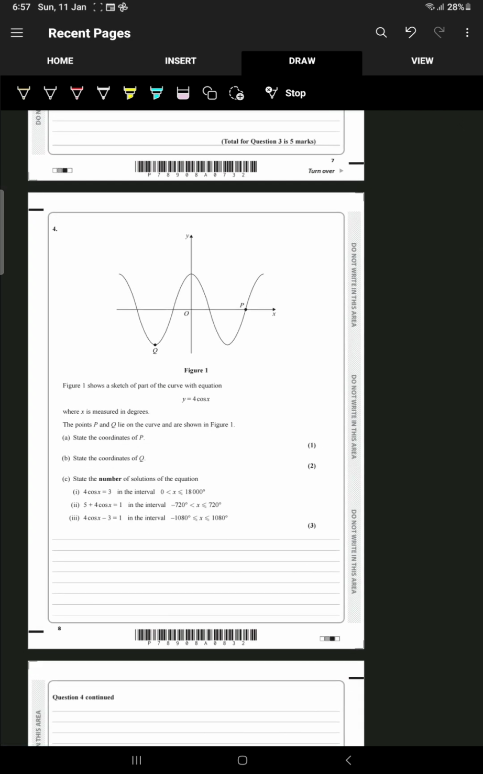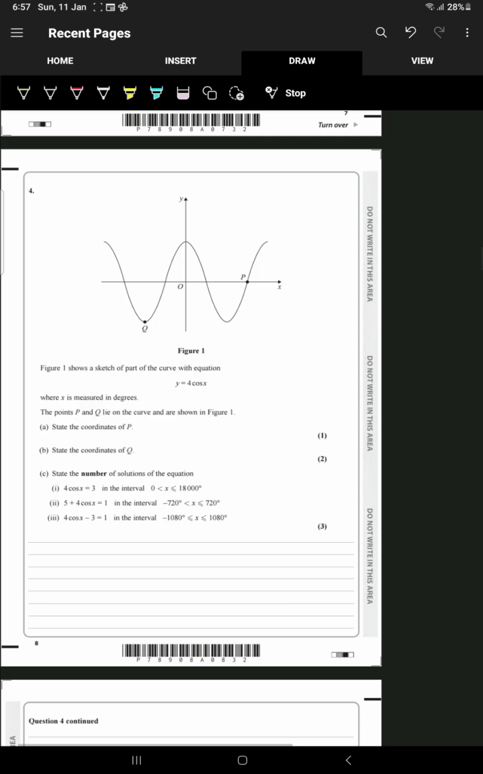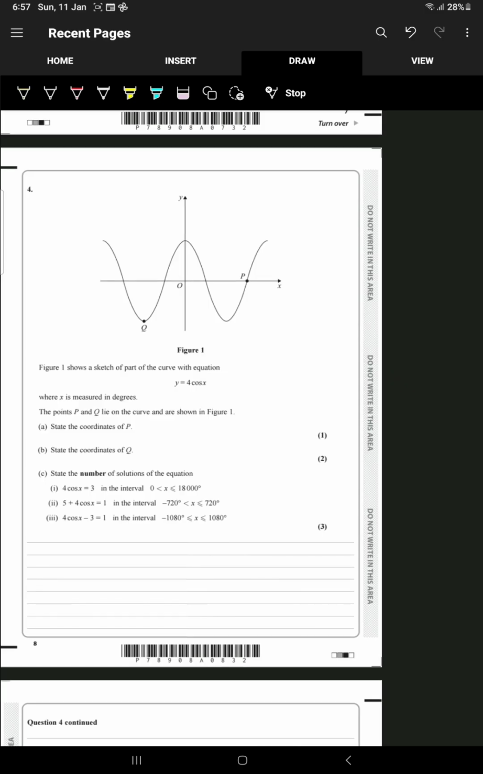Here's a bit of a tricky question. Not that tricky, but anyway, this is part of a curve, 4 cos of x. P and Q lie on the curve. Find the point Q. So basically this 4 is outside the bracket. It's a stretch on the y-axis by a factor of 4. Everything on the y-axis is times by 4.